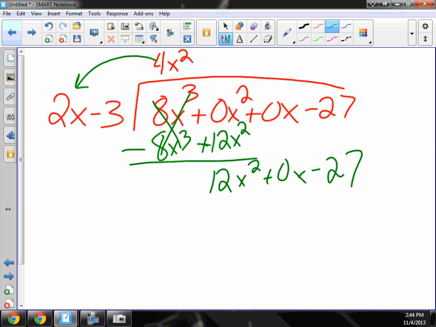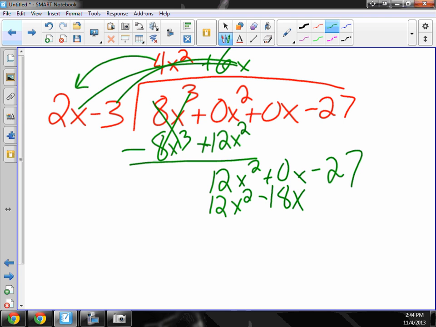How many times does 2x go into 12x squared? 6x. Do you understand why it's 6x? 6x times 2x is 12x squared. 6x times negative 3 is negative 18x. Change the signs. First one cancels.